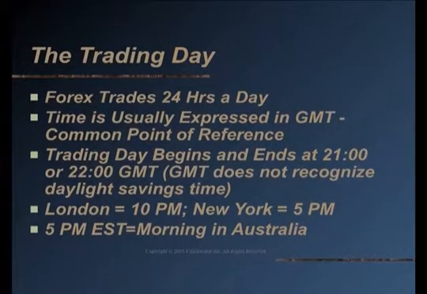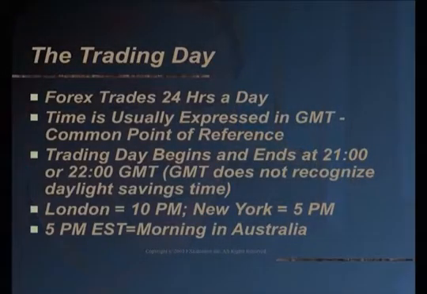The trading day begins and ends at 2100 GMT or 2200 GMT, depending on daylight savings time. So during daylight savings time, it's 2100 GMT. When you're not during daylight savings time, in other words, when you're on standard time, it's 2200 GMT. This is going to equate to about 10 p.m. London time or 5 p.m. New York time. Why does the trading day begin at such an odd hour?